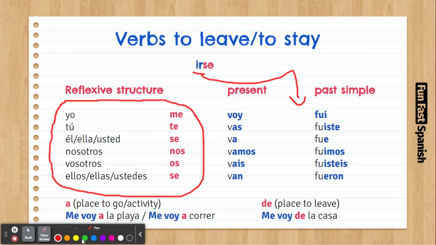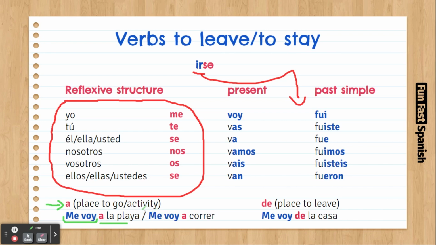Now, let's have a look at some examples here. So, me voy a la playa. That's like I leave to the beach. So if you're leaving a place, you're abandoning a place, and then you're heading to another, if you want to specify that place you're heading afterwards, you're going to use the preposition a. So me voy means that you are leaving the place where you are at right now. And if you say a la playa, that means that you're leaving the place where you are right now, and afterwards you're heading to the beach.